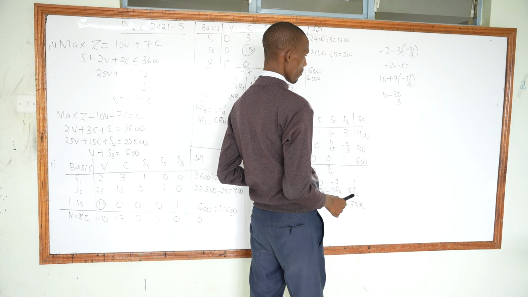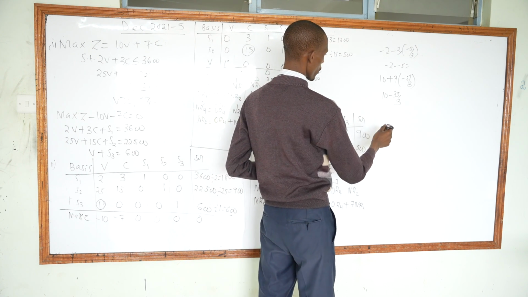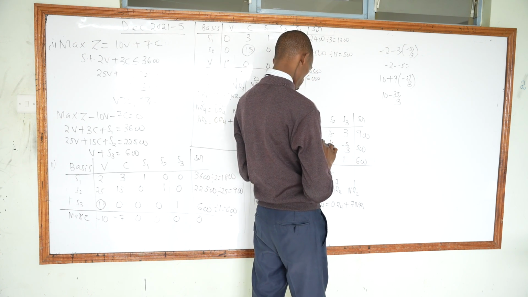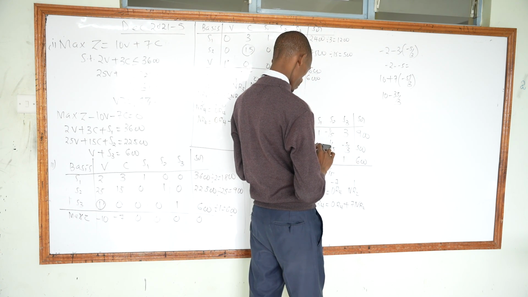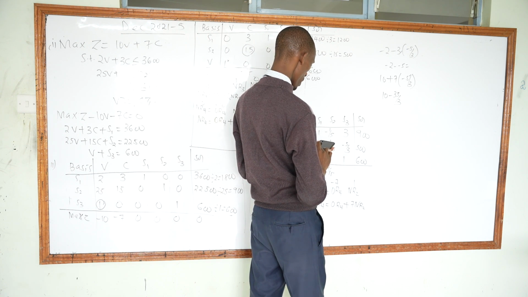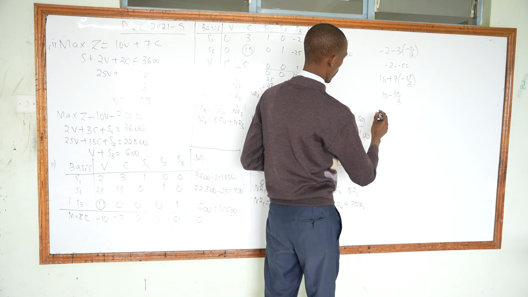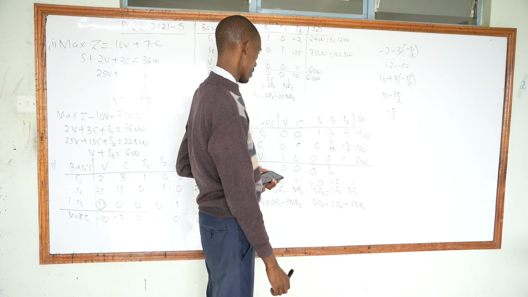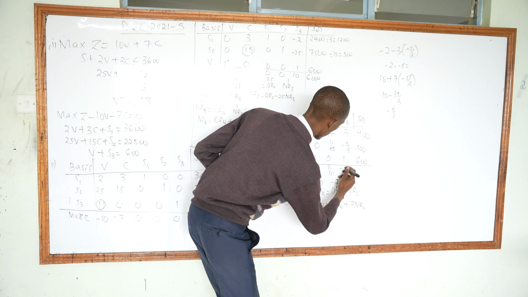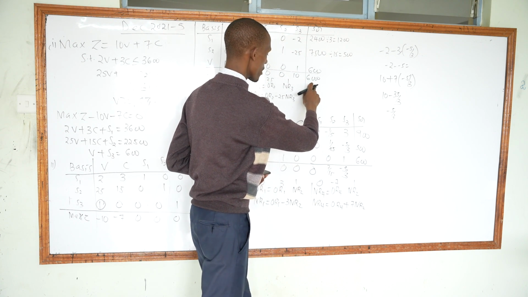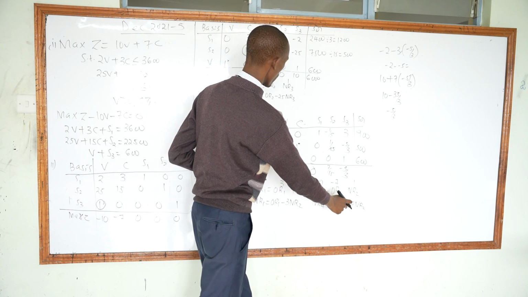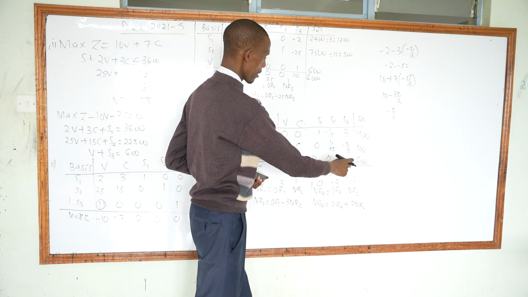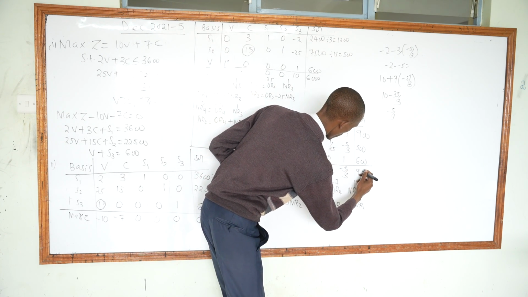10 minus 35 over 3, which will be 35 divided by 3. So it will be negative 5 over 3. So that means it is negative 5 over 3. Then we have 6,000 plus 7 in bracket, which is 500.